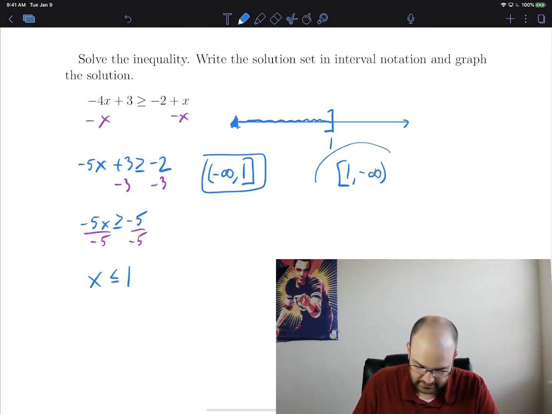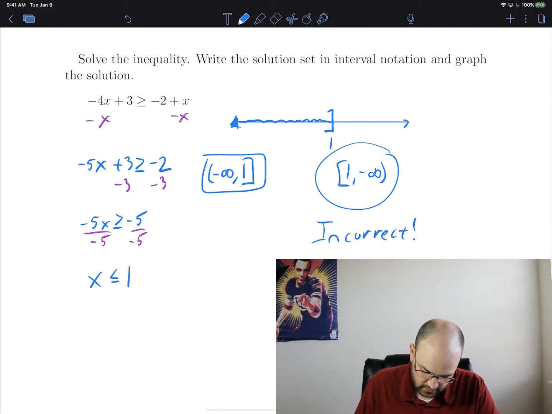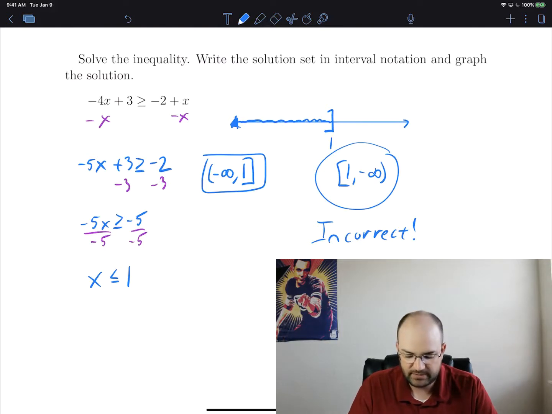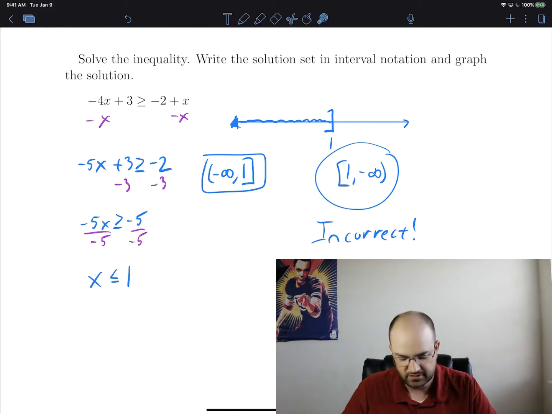this is incorrect. Because this has to be in numerical order. Negative infinity must always come first. Infinity must always go last, because negative infinity is the first thing on the number line, infinity is the last thing on the number line. So just be very careful to not get those flipped around.